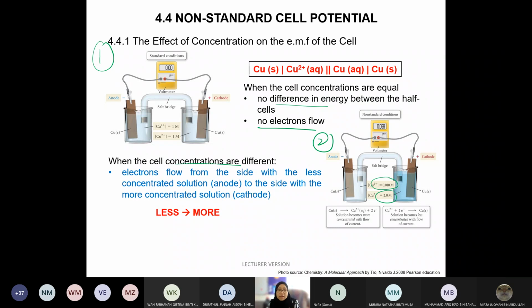Because the anode is where the oxidation takes place, where the electron is produced, where the electron is being removed. That's why the less concentrated solution sits at the anode, and the electron flows to the side with the more concentrated solution, the cathode. Less to more. This is quite correct.